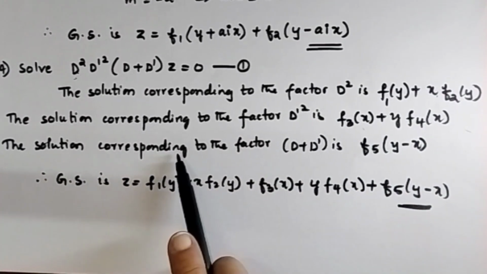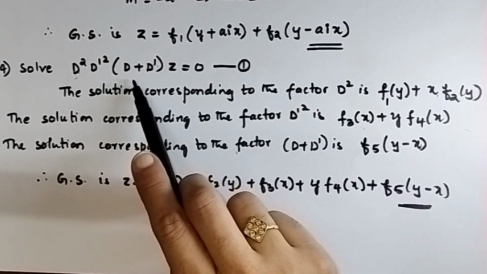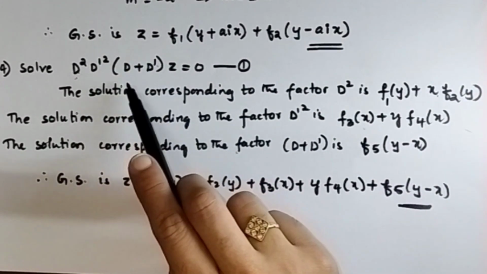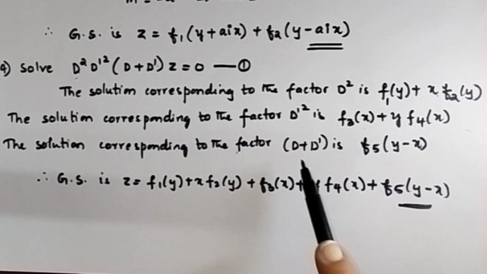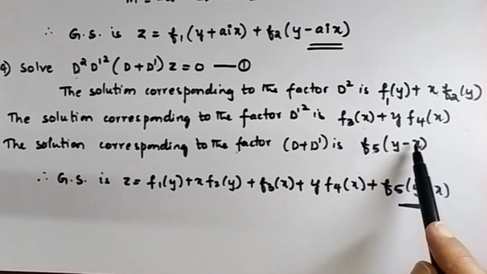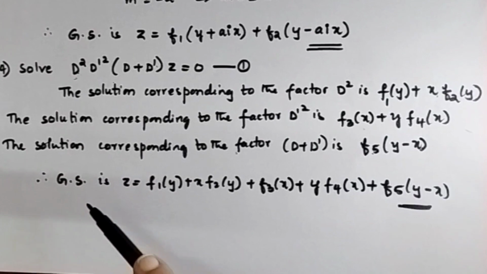Then the solution corresponding to the factor D + D'. Here you can write m + 1 as the auxiliary equation. Therefore, the root becomes -1. Hence, f5 of (y - x). Hence, altogether, this is the general solution.